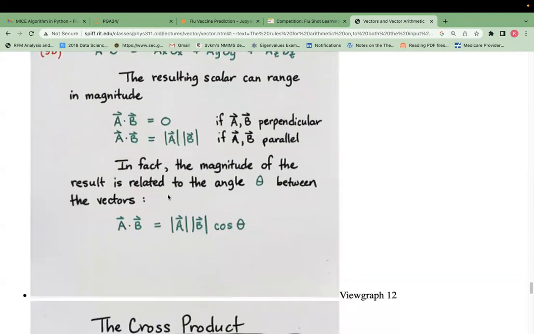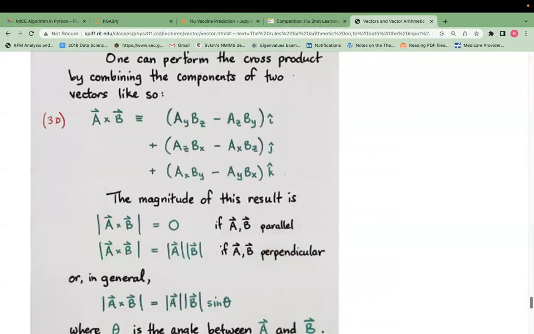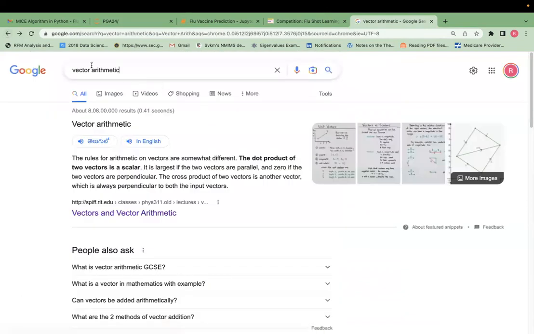If you are looking at the dot product formula using trigonometry, vector A dot vector B is equal to magnitude of A into magnitude of B multiplied by cos theta, where theta is the angle between the vectors. This dot product is the fundamental of what we call support vector machines, which use it for calculation.